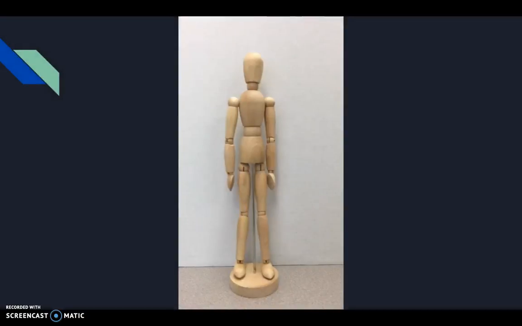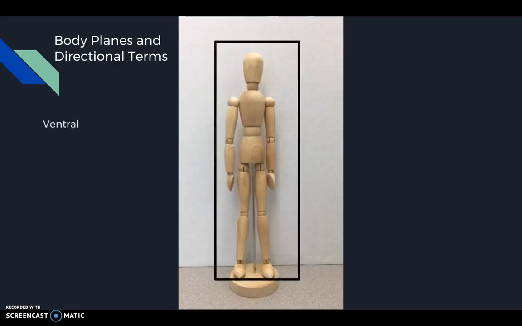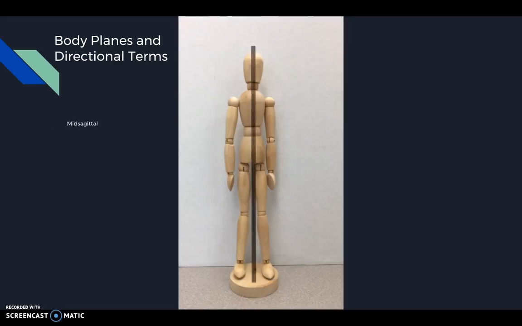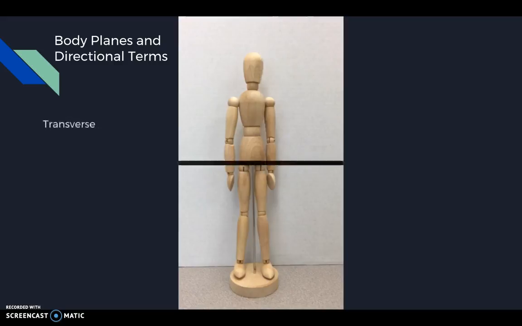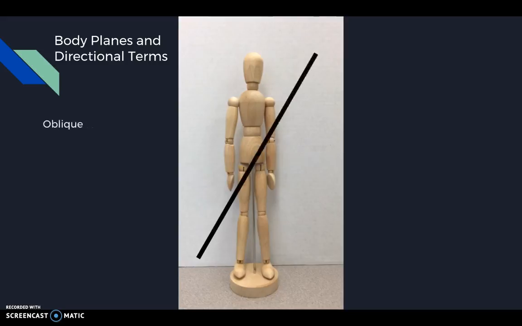This is my Unit 1 anatomy project about body regions and the medical terminology. Starting with body planes and directional terms, we have ventral, or the front side. We have the mid-sagittal, or the midline of the body. We have parasagittal, which is just to the left or right of the midline. We have transverse, the horizontal midline. Oblique is the diagonal.